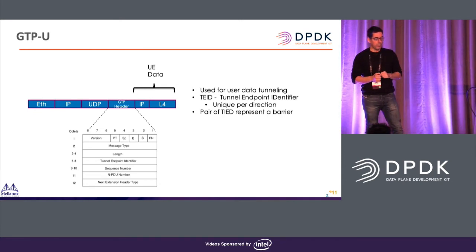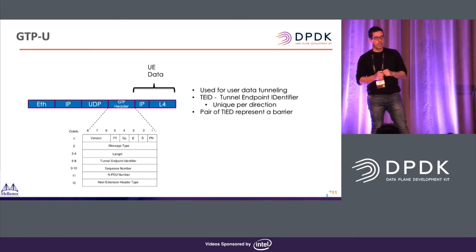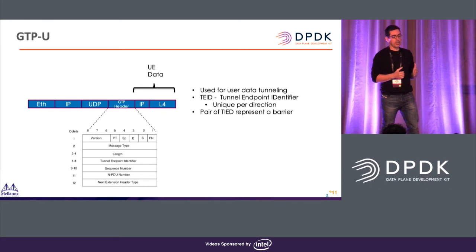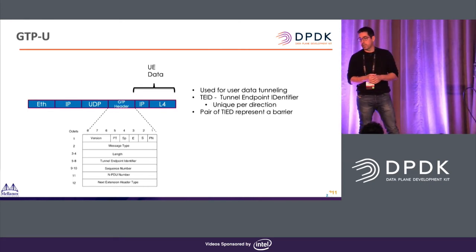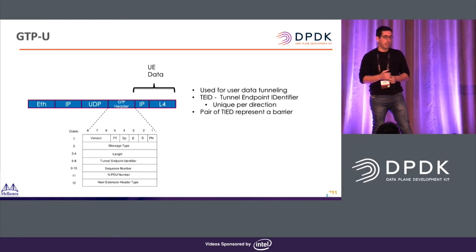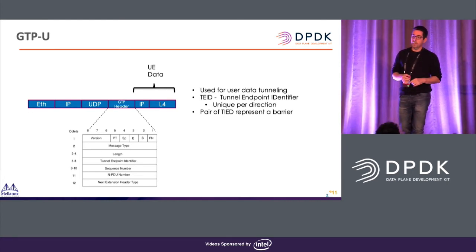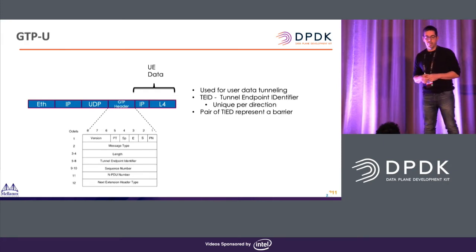But this is the control, and there are not a lot of messages. The GTP-U, what is interesting for data plane functions is the tunnel, because the tunnel identifies the UE, and maybe looking inside the IP, the inner IP and layer 4 header.